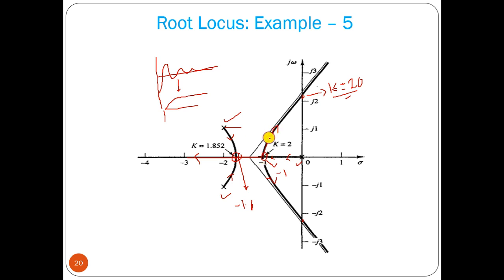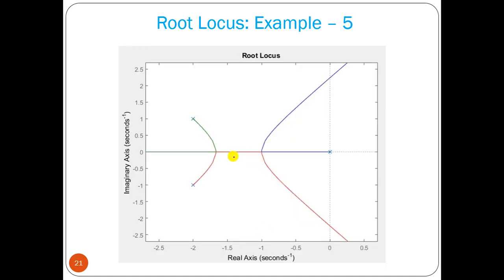Then it goes into the complex plane again. So it goes from underdamped to overdamped, then it becomes underdamped once again. That is the response we can analyze. So this is the plot. We can see here this green line is one pole, this line is the second pole, and this blue line is the third pole. It is going along the three asymptote lines.